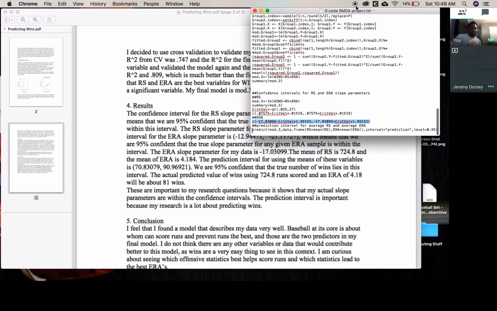You can just go to prediction. It's not that long. And so next we want to do prediction intervals for average run scored and average ERA. So we're going to do 95%. It's pretty standard across R.